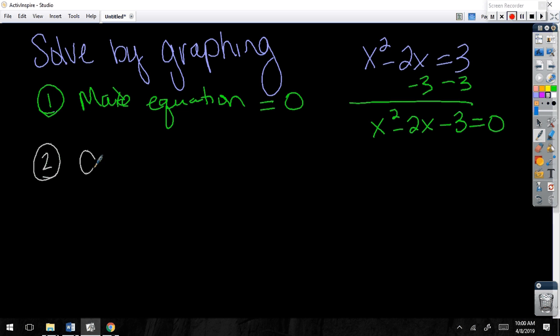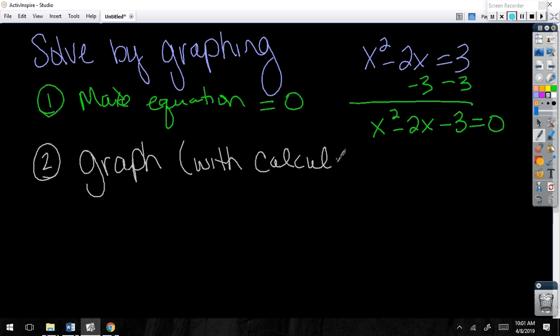The second thing I'm going to do is graph with my calculator. So take out your calculator and let's graph x squared minus 2x minus 3.